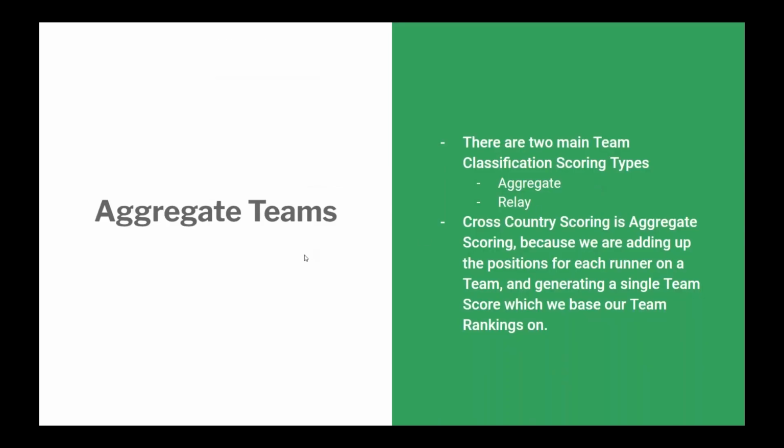So aggregate teams, which is what cross country is, there are 2 main classification scoring types, and that's aggregate and relay.